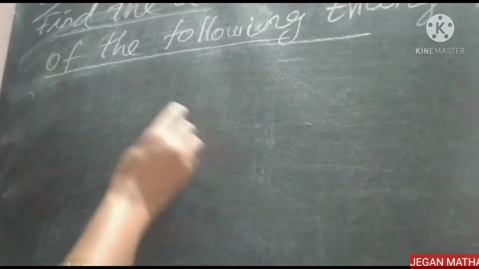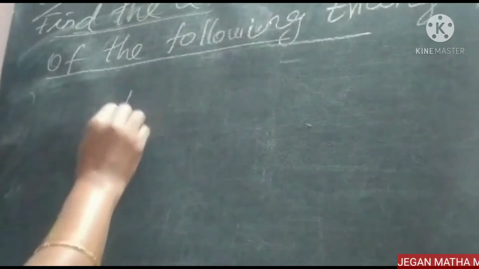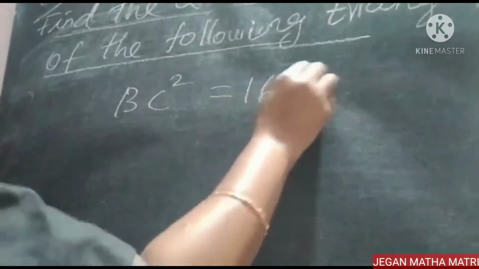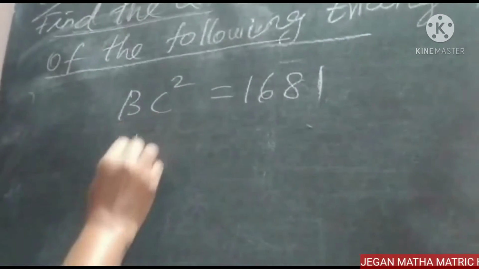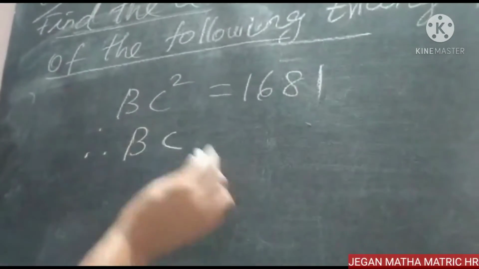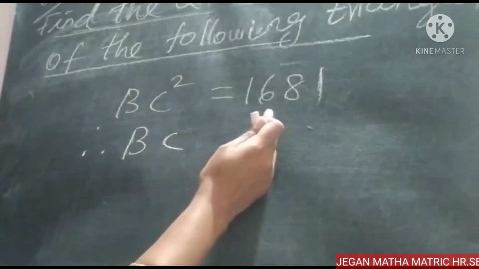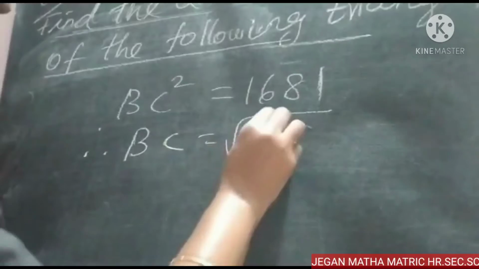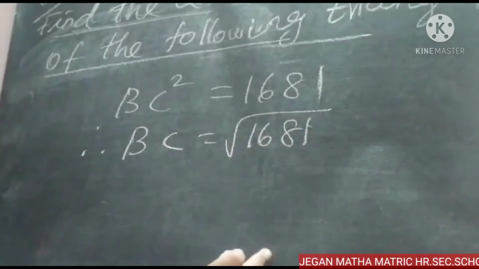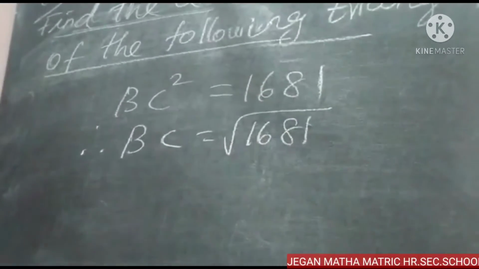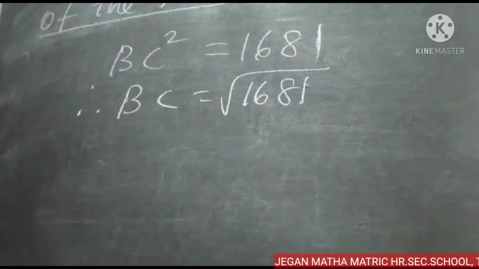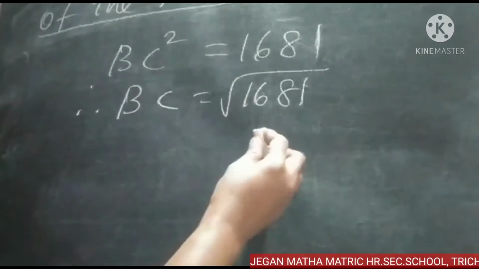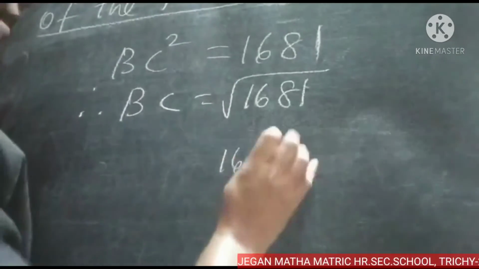Now let us continue. We found AB squared and BC squared: BC squared equal to 1681. We want to find out the BC value only, so you can take the square root of 1681. We can use any method, the prime factorization method or the long division method. Now let us see the long division method.